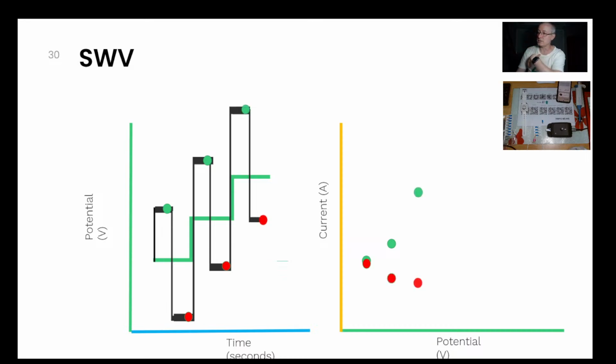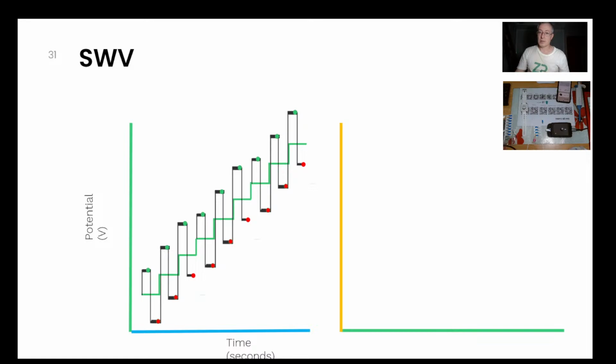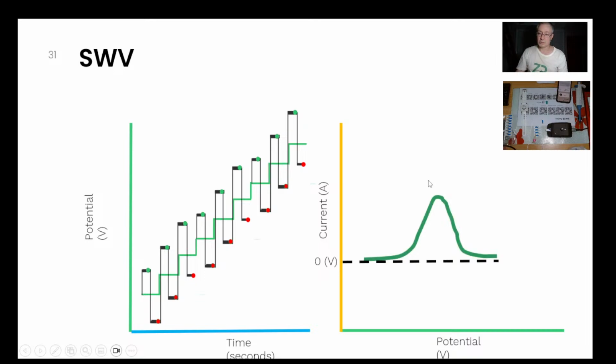Anyway, so we gather a lot of what's called forward and reverse currents. In this particular case with square wave voltammetry, and also the same with differential pulse voltammetry, in order to make the signal more specific, they actually do a subtraction. So you can actually record 2 peaks on a square wave voltammetry. You can do the forward, the reverse, and you can subtract them.